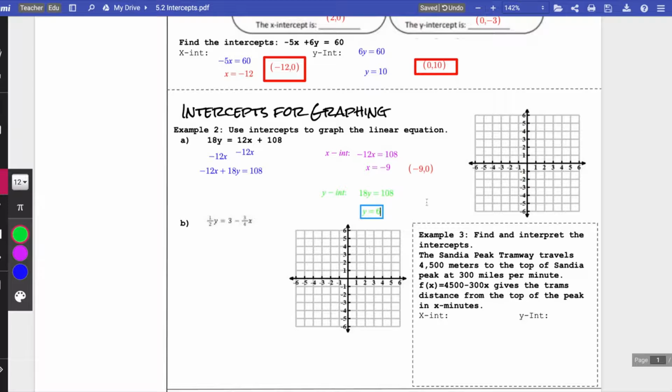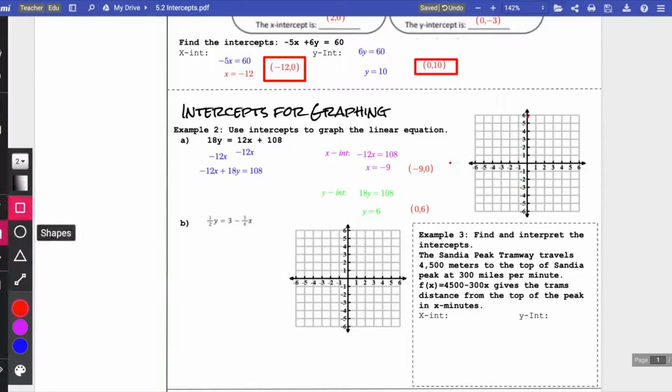So y is equal to 6, and then my y-intercept is going to be at the point 0, 6. All right, so now I have my 2 points that I can graph. The x-intercept, I'm graphing on the x-axis at negative 9, 0, which doesn't fit, but it's going to be all the way over here. And the y-intercept is at 0, 6, which is right there. So I have a point on the x-axis, I have a point on the y-axis. Last step is just to connect the dots.